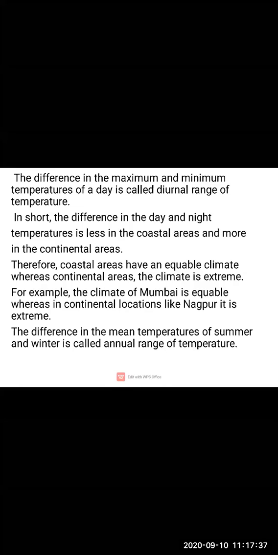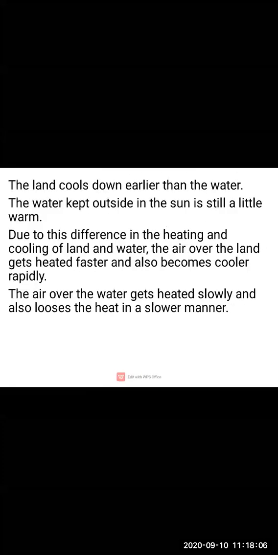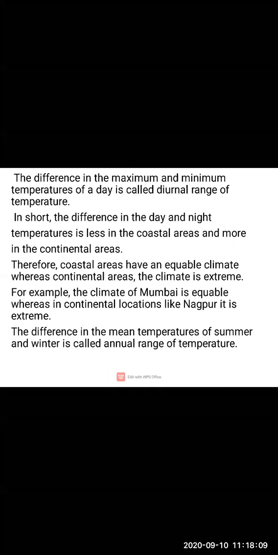Okay, so the difference in the mean temperatures of summer and winter is called the annual range of temperature. See here what we have considered: the difference in the mean temperature of summer and winter. Throughout the summer season and throughout the winter season, the difference in their mean temperatures is called the annual range of temperature. Whereas when we consider the difference in the maximum and minimum temperatures of a single day, that is called the diurnal range of temperature.